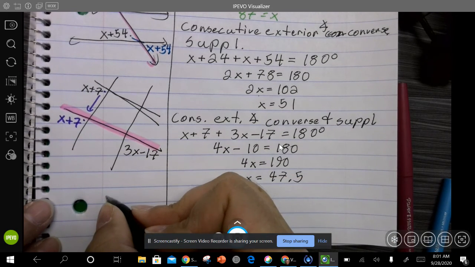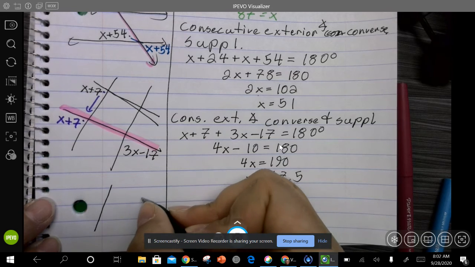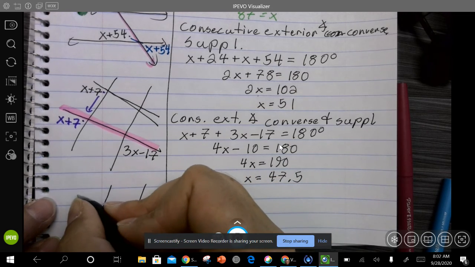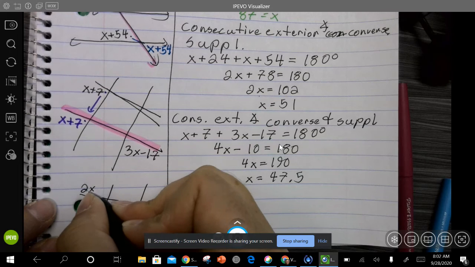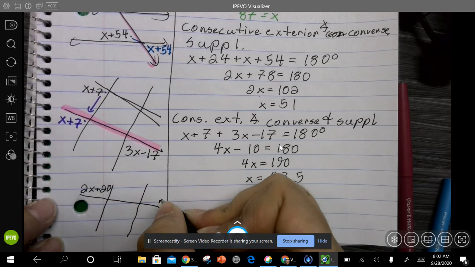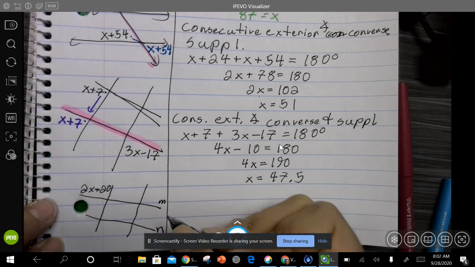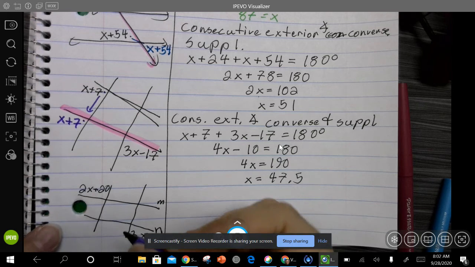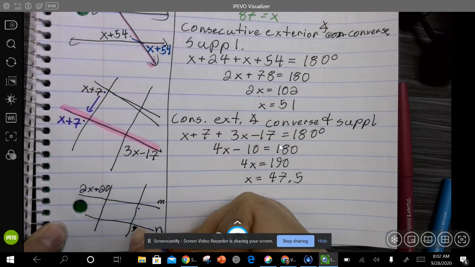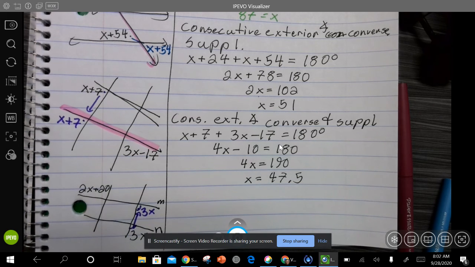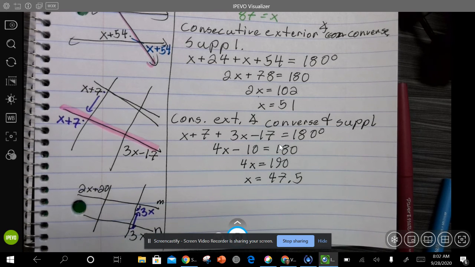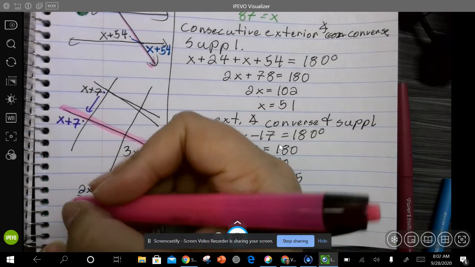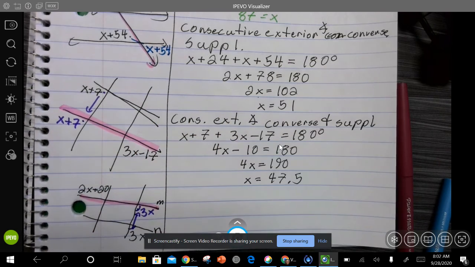Okay. One more example like this, everybody. So this is 2x plus 20. Okay, so again, everybody, I know corresponding angles are congruent. So I'm going to move this one up. So if this is 3x, this angle is 3x. This angle is also 3x. Okay, so they are on opposite sides, outside of the transversal.